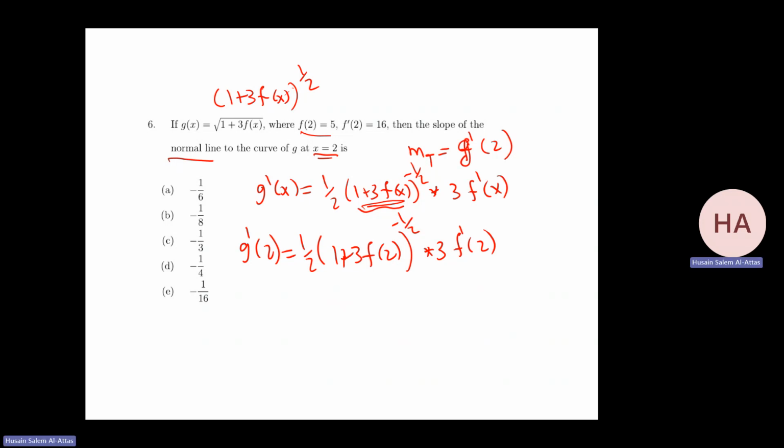Times 3, f prime at 2. That will be half. I have 1 plus 3 times 5, all to the power minus half, times 3 f prime at 2, which is 16. Oh, it comes minus 1 over 6.